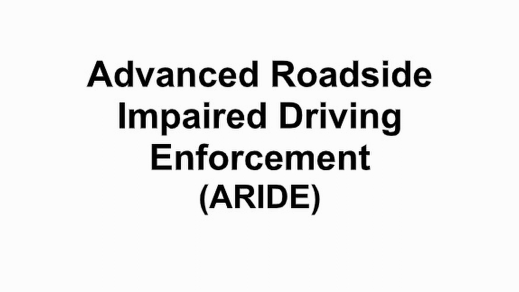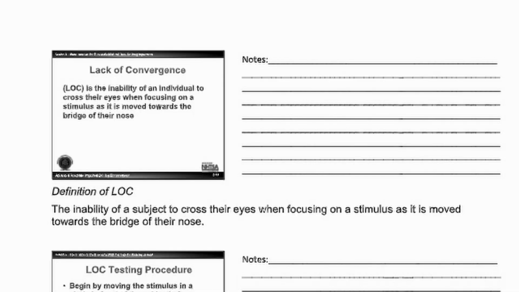Just what exactly is the LOC, or lack of convergence test, used by officers in DWI arrests? The lack of convergence test is commonly taught in the A.R.I.D.E., or Advanced Roadside Impaired Driving Enforcement course. This course defines a lack of convergence as the inability of an individual to cross their eyes when focusing on a stimulus as it is moved towards the bridge of their nose. The stimulus the subject is asked to follow can be the officer's index finger, a pen, or some other type of stimulus the officer chooses to use.